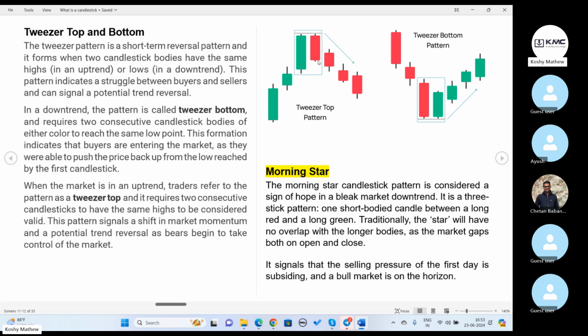You'll see it will form. Neither will go too much ahead or too far below that same point. That's the reason they call it the tweezer top. It means both of them have formed the candle at the top, or similar candles at the bottom. You look at the diagram below, they started reversing at the same place, right? Here also they started reversing at the same place.